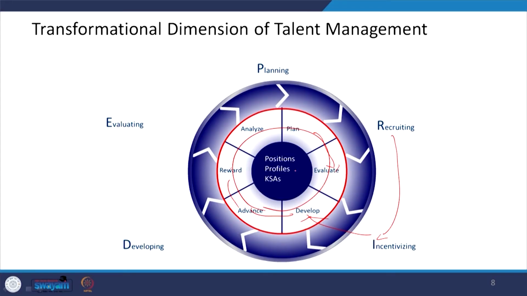Automatically it will come into the higher hierarchy, that is true, right. But it is not just a time-being promotion; rather, this position is earned, achieved through the demonstration of talent. In a short period of time, big achievements, higher positions, and that will come through planning, recruiting, incentivizing, developing and evaluating.